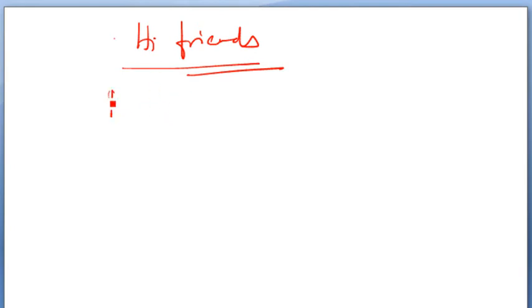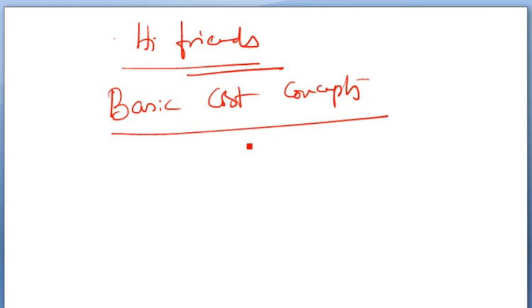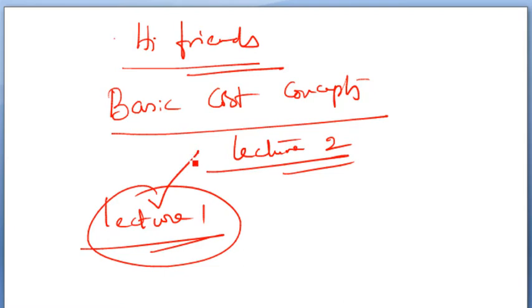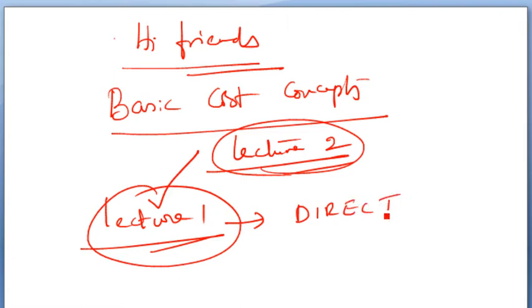So this will be basic cost concepts. Already we have seen a session on this concept, but this will be lecture 2. For your information, we are already done with lecture 1. If you have not seen that video, please see the video of lecture 1, then come back to lecture 2. In lecture 1, we saw what direct cost and indirect cost are.